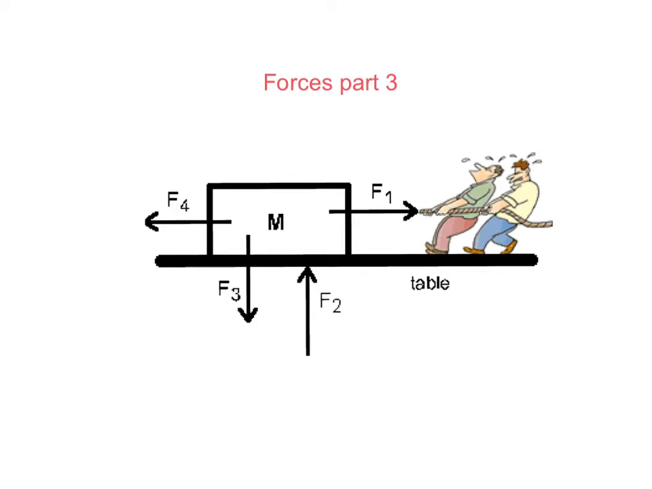F3 is the force of gravity pulling the block down, and F4 would be the force of friction resisting the applied force. So you can see that the gentlemen are pulling to the right, friction is resisting that pull to the left, gravity's pulling down, and the normal force is pushing up.